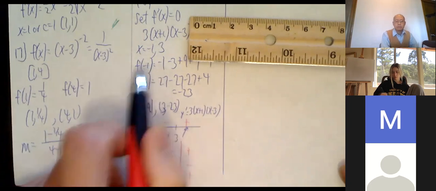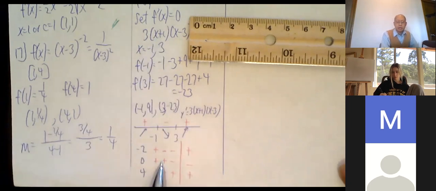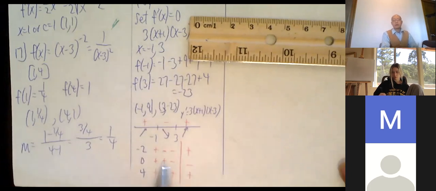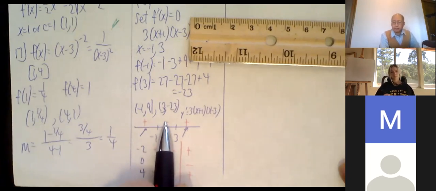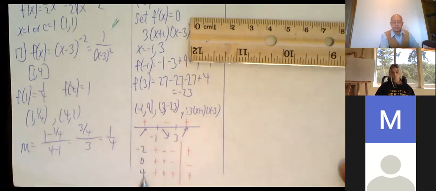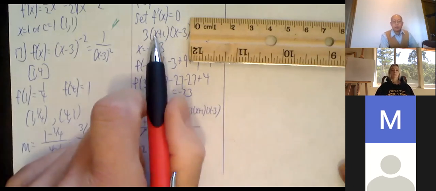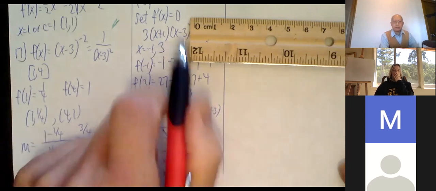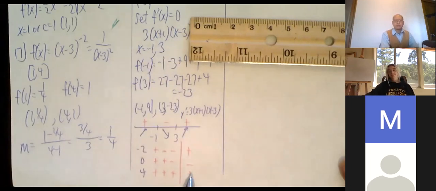0. 3 is positive. 0 plus 1, positive. 0 minus 3, negative. Multiply them all together, negative. So notice we're not saying true or false, we're saying positive or negative. Plug in 4. 3 is positive. 4 plus 1, positive. 4 minus 3, positive. They're all positive.